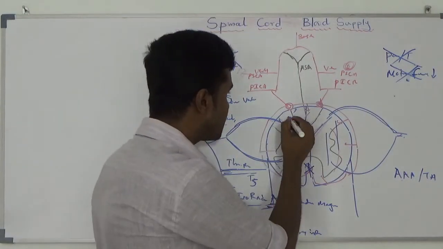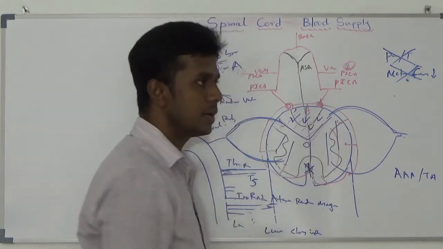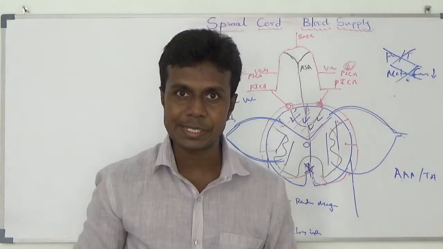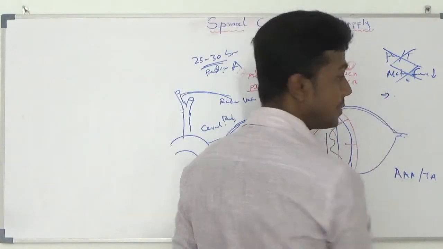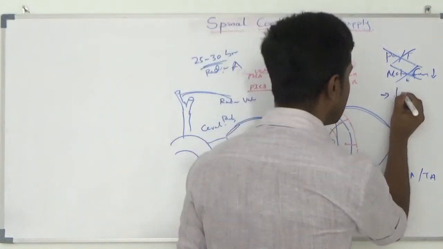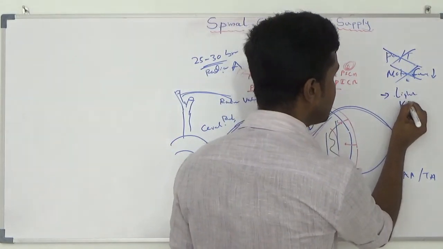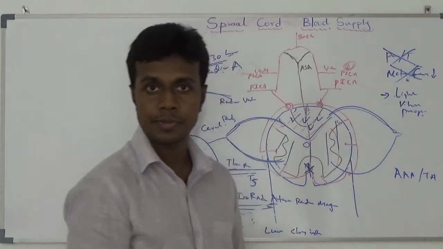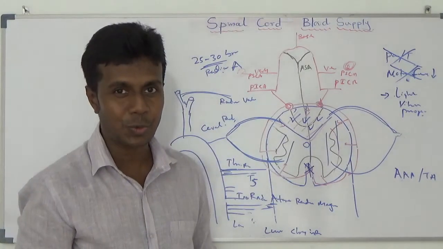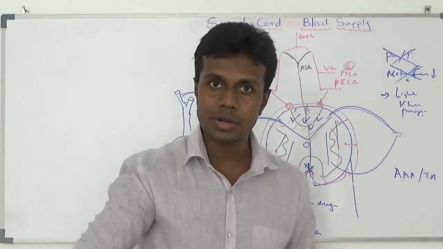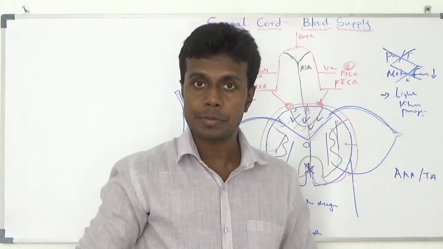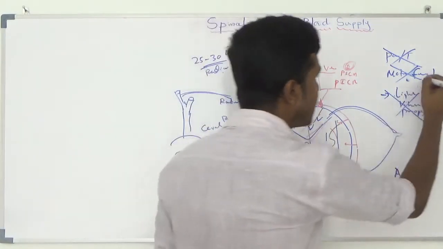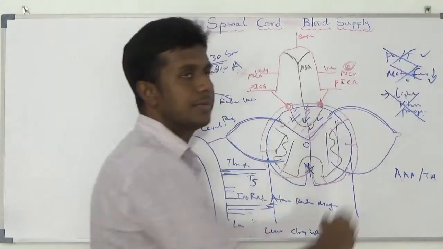But your posterior part is preserved. So the signals carried by your posterior column are going to be preserved. What are the signals? Light touch, vibration, proprioception, graphesthesia, stereognosis, two-point discrimination, all are carried by your posterior column. Those are preserved. If your posterior column goes, these are going to be lost, but your motor function, pain and temperature are going to be preserved.